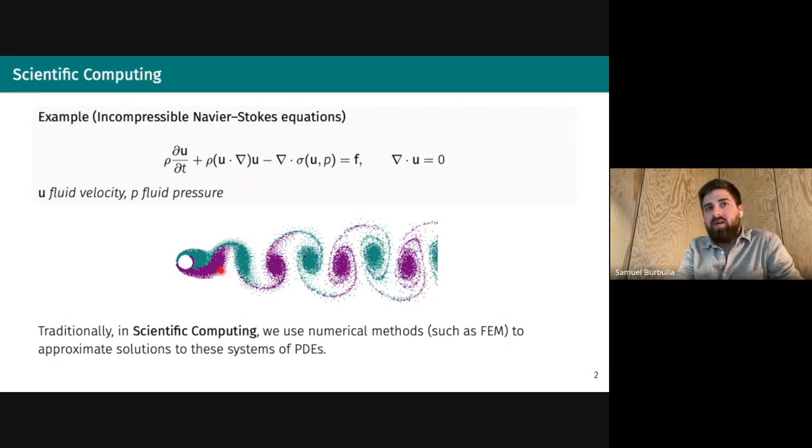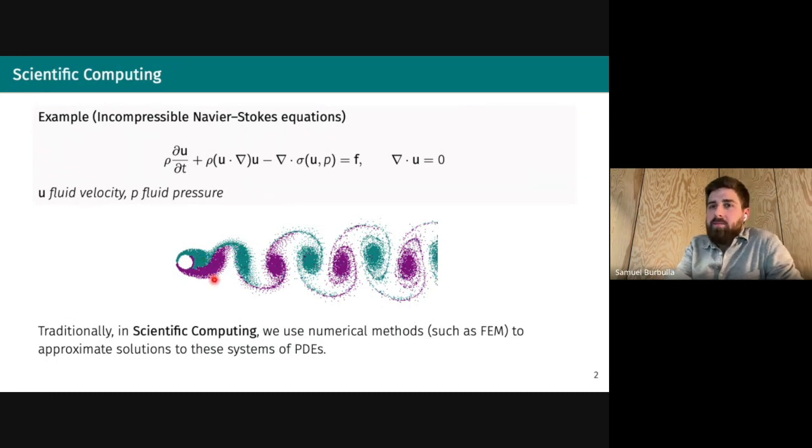So here's an image of a vortex street. So imagine a river with a bird's view, where we have from the left fluid coming and there's an obstacle, and then this flow produces such a vortex street. And this is completely modeled by these short mathematical expressions. And traditionally, in scientific computing, we use numerical methods, such as finite element methods, to approximate solutions to such systems of PDEs, usually with the purpose of modeling such a system. You can imagine we have an airfoil and the flow of air around the foil, and we want to optimize it, so we want to model different scenarios.